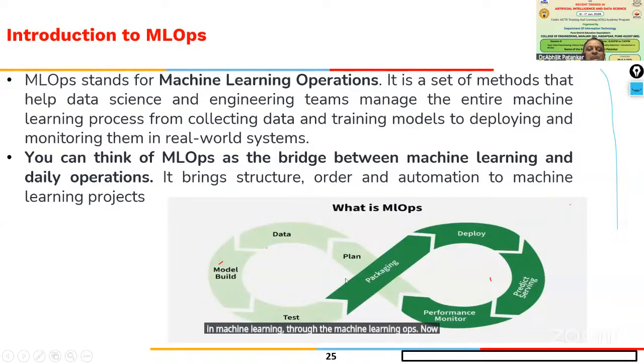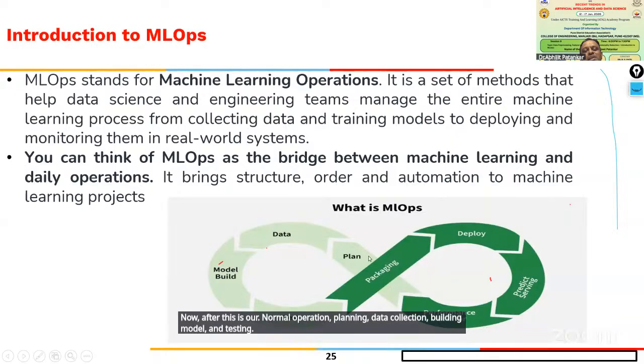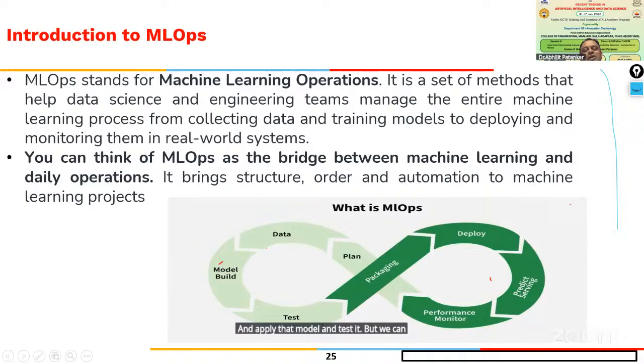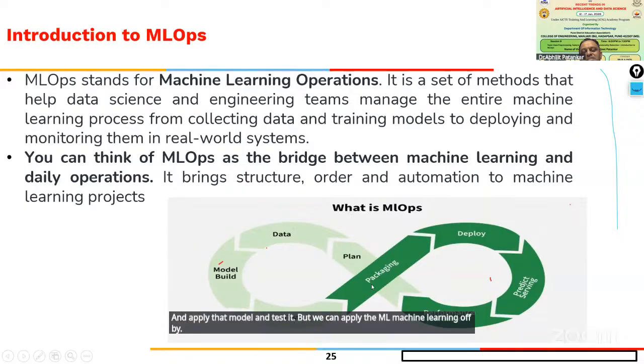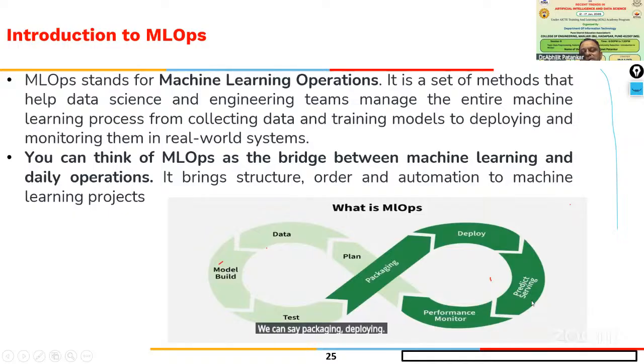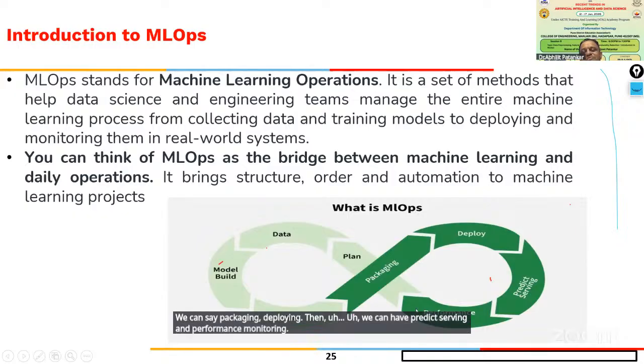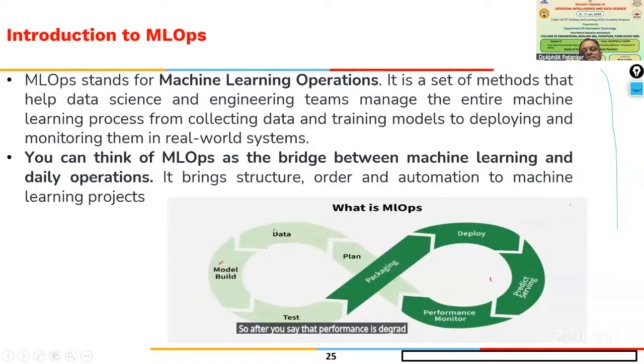Now in day-to-day life, we can plan, we can create data, we can build the model, and we can test it. That is our normal operation: planning, data collection, building the model, and testing. But we can apply ML ops by packaging, deploying, then prediction serving and performance monitoring. After you see that performance is degraded, again plan, build the model, test, package, deploy, check performance, and set the model again. So this is a continuous process.